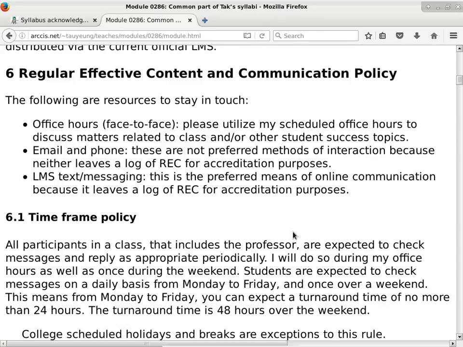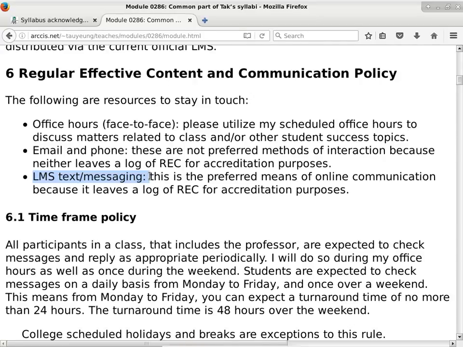If I'm in the classroom, I have a little bit of regular effective contact. So these are mostly applicable only to online classes. But I do have to show you where you can find me, my office hours, email and phone. But the best way, as far as the college is concerned, if you need to contact me, they prefer texting and messaging for accreditation purposes, because this will leave behind a log on the server, so that the next time we have accreditation, we can show the log to the ACCJC, which is the organization doing the accreditation, and say that yes, we have a log of how the professor interacts with his students.